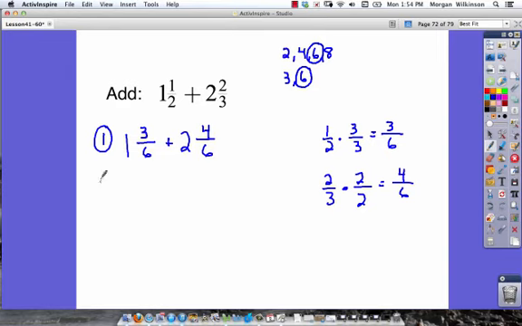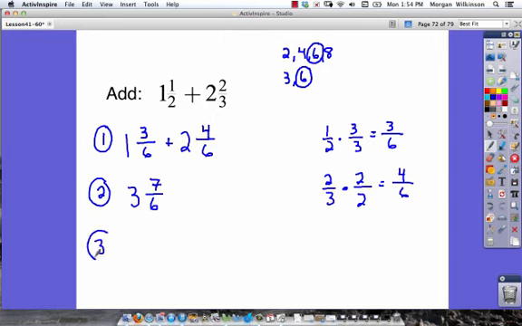Now we can move on to step 2. Step 2 is to actually do the addition. So 1 plus 2 is 3. Our denominator always stays the same as 6. We can fill that in next. And 3 plus 4 is 7. We're done with step 2.